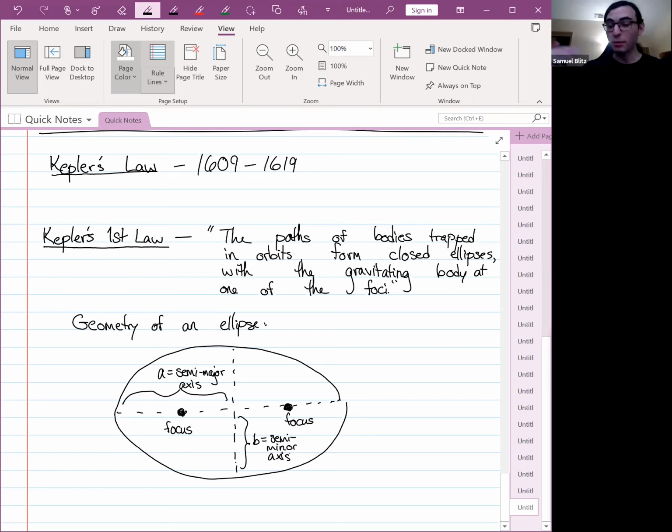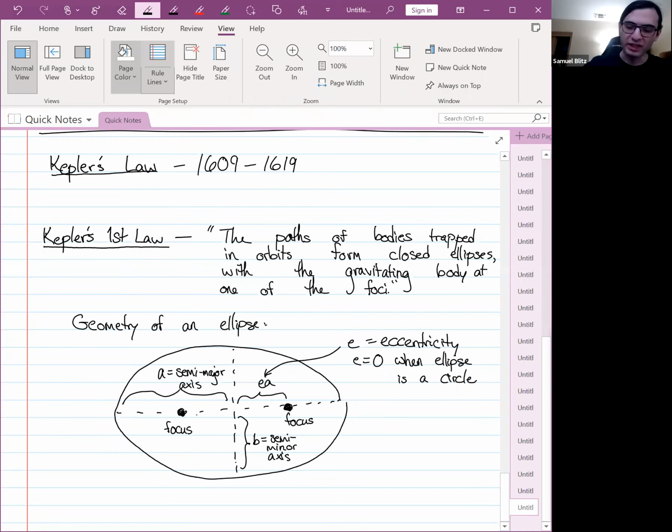And then there's one more, so there's A and B. Those tell you how big and how squashed the ellipse is. And in fact, you can relate the squashedness of the ellipse just to the semi-major axis and another number. In particular, the distance from one of the foci to the center of the ellipse has a formula. That distance is E times A. Here, E is called the eccentricity of the ellipse. And in particular, E is equal to 0 when the ellipse is a circle. That makes sense because when the foci are at the same place, at the center of the ellipse, it's not stretched out.